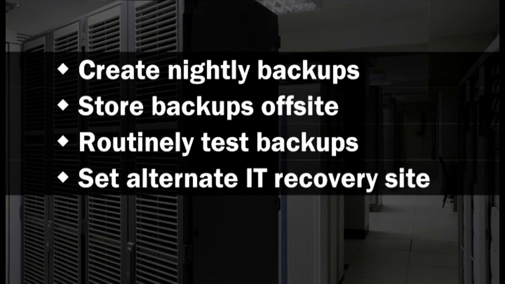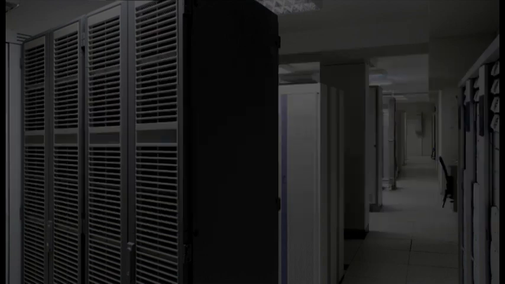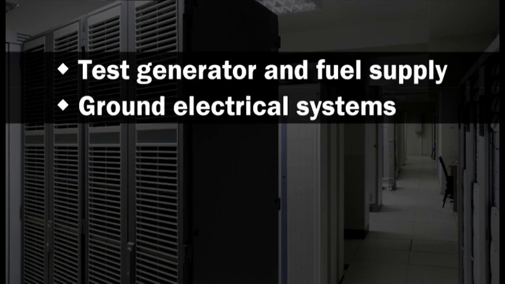Establish an alternate IT recovery site, a facility marked for relocation and recovery of your IT systems following a disaster. Install an uninterruptible power supply to permit graceful shutdown and to prevent power surges. Test your generator and fuel supply and ensure electrical systems are properly grounded. Power outages can be just as devastating to your IT operations as physical storm damage.